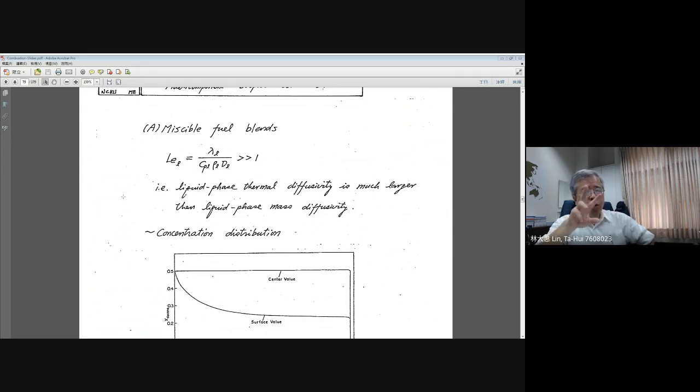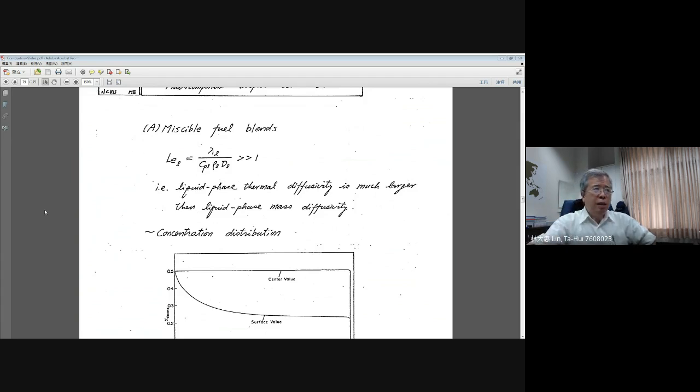A and B, two components of fuel. A will diffuse to the B side. B component will diffuse to the A side. If you do not mix well, those kinds of mass diffusion processes will occur, and you need to consider the so-called mass diffusion inside of your liquid droplet. Okay, but you need to think about it for the liquid.